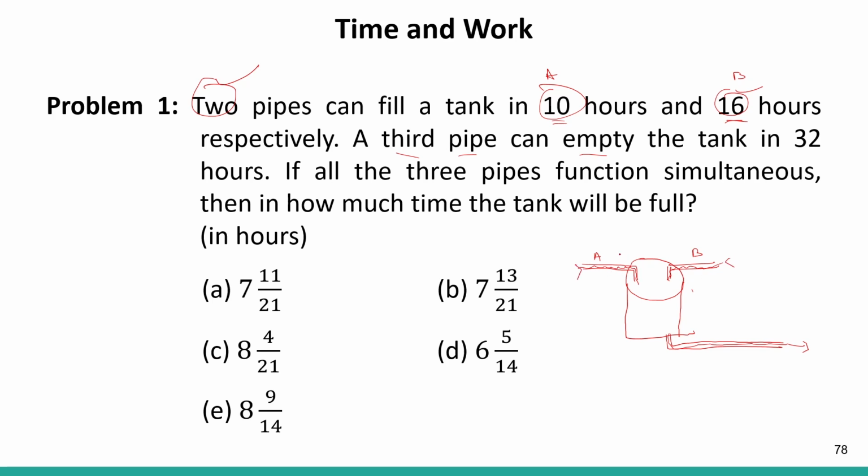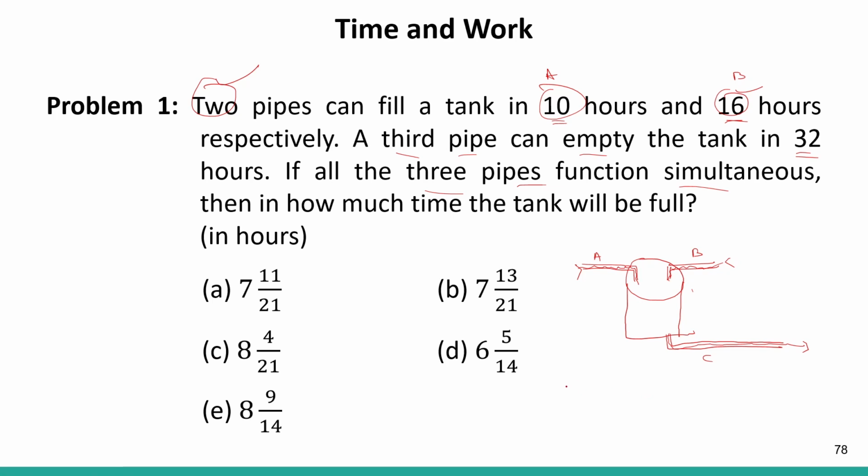Pipe A can individually fill the whole tank in 10 hours, and pipe B can fill the whole tank in 16 hours. Individually, let this be pipe C, it can empty the tank in 32 hours. If all the three pipes function simultaneously, then how much time will it take for the tank to be full? This is a typical time and work problem.